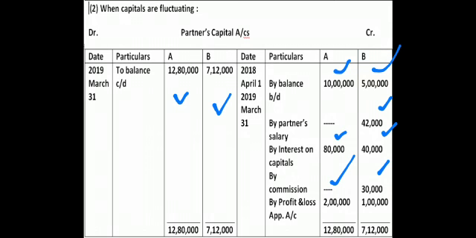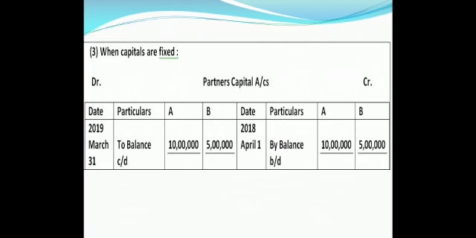Now we will move on to the fixed capital account, where this same account will be divided into two parts. The opening balance will remain in the capital account and all the adjustments will go to the current account of the partners. Now see, when the capital accounts are fixed, in the partner's capital account only the opening balance is coming, since there were no drawings. Opening balance 10 lakh, 5 lakh is coming here. And since there was no withdrawal from the capital and no additional capital introduced, we carry forward the same balance to the next period.